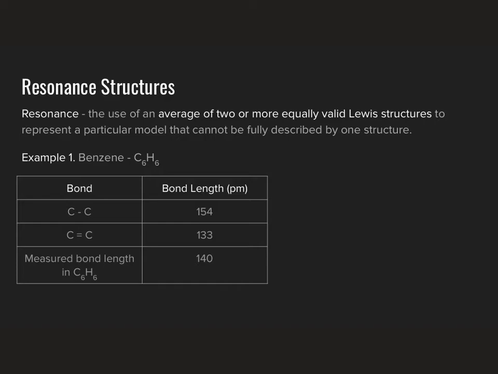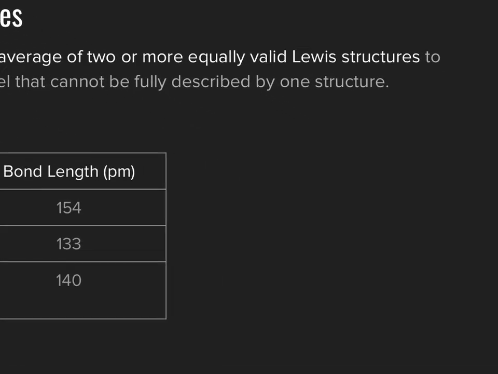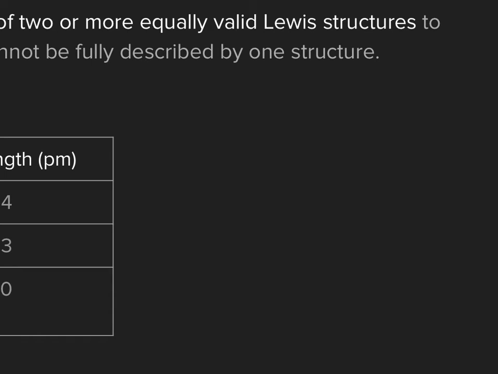So let's go ahead and start by drawing a Lewis dot structure for benzene. We can count up the number of valence electrons present. We've got 6 carbon atoms, each of which has 4 valence electrons. That's 6 times 4 for a total of 24 electrons. And we've got 6 hydrogen atoms, each of which has 1 valence electron for a total of 6. So our 24 plus our 6 gives us 30 electrons to distribute.